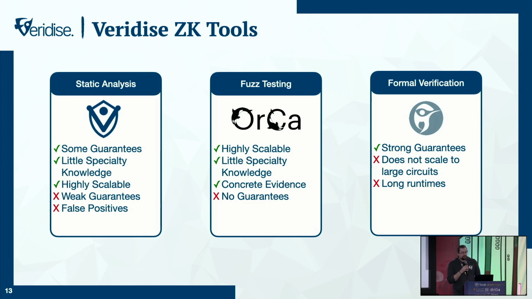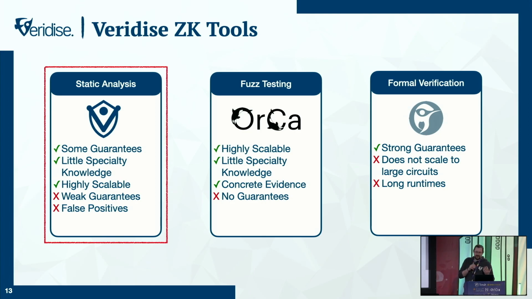And finally, we have a formal verifier, and so the nice thing about formal verifiers is they provide very strong guarantees. However, formal verifiers are hard to scale to large circuits, and they can have potentially long run times, and it's not always clear whether the formal verifier has stalled or if it's not going to find a solution. And so here in this talk, I'm going to highlight the static analyzer because we created a static analyzer that can detect all of the issues that we've talked about previously.